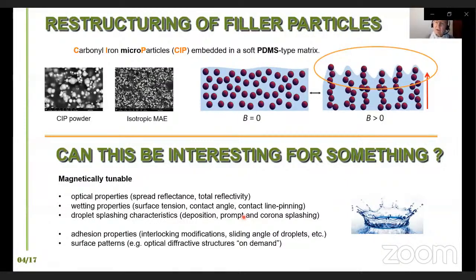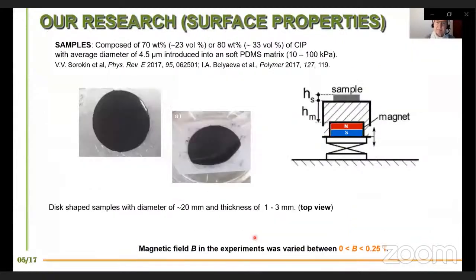And we will also show you that droplet splashing characteristics can be tuned. For instance, corona splashing versus the normal deposition of the droplet. We believe that this is not the end of the story, of course. There are many other properties, so we believe adhesion properties are also strongly modified with a magnetic field. Some surface patterns can be formed, which then can also be changed by a magnetic field. So there is still a lot of playground available in this field.